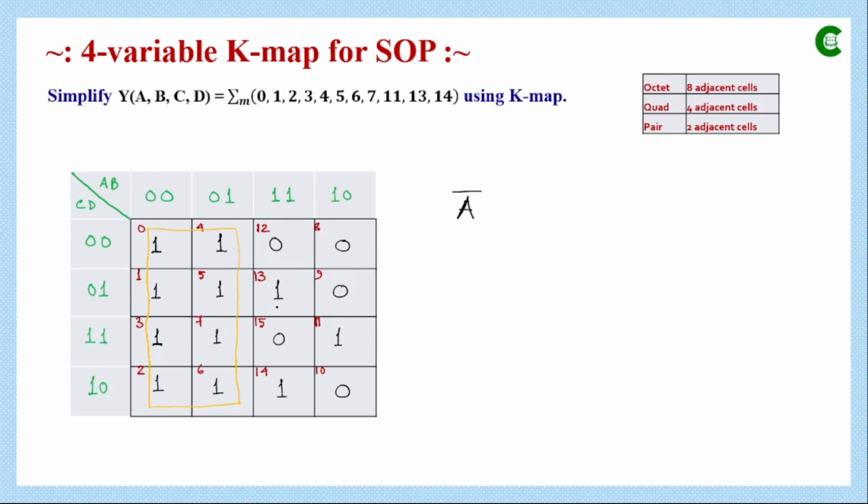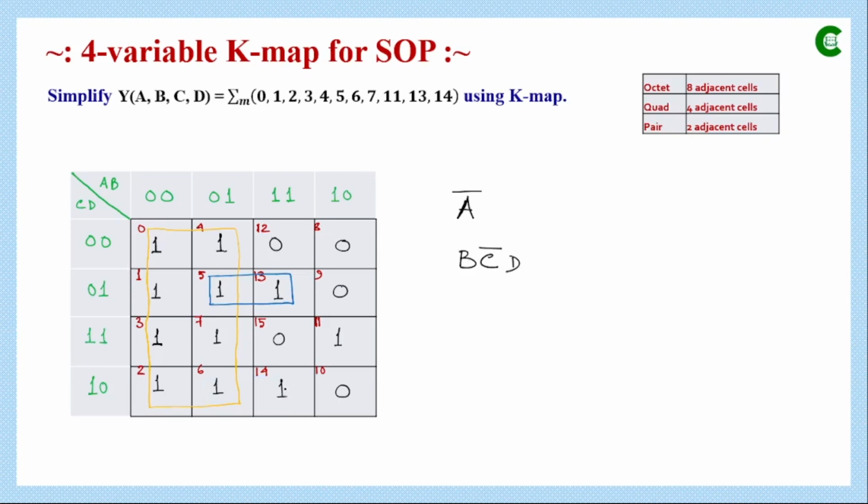Then we can see a one here which is not yet part of any group, so between these two ones, though it is a part of this octet, we can form a pair. When we evaluate this pair, we can see that A is changing value from 0 to 1, so that will be eliminated. B remains the same and that value is 1. So in the modified term, B will be in its original form, which is B. C remains the same and D also remains the same. Value of C is 0, so it will be C complement. Value of D is 1, so it will be D.